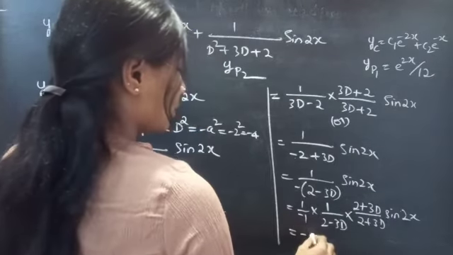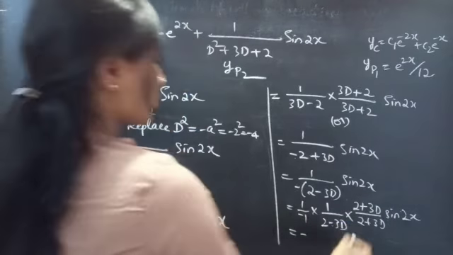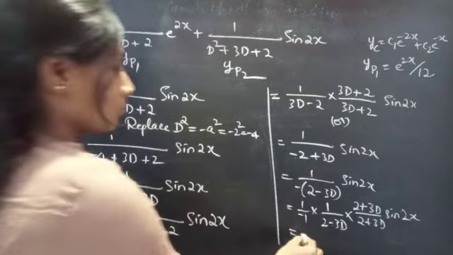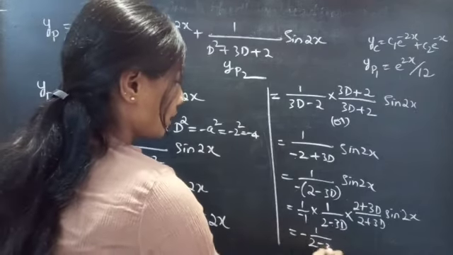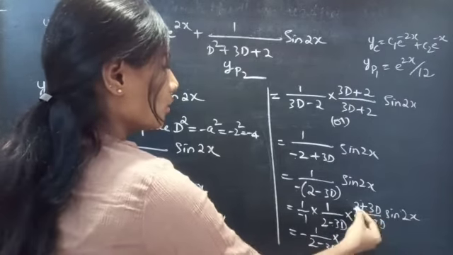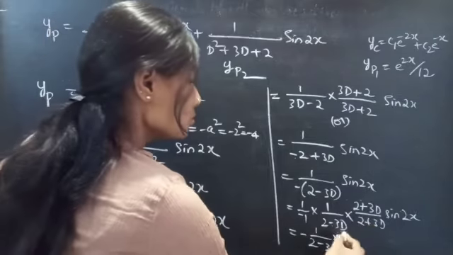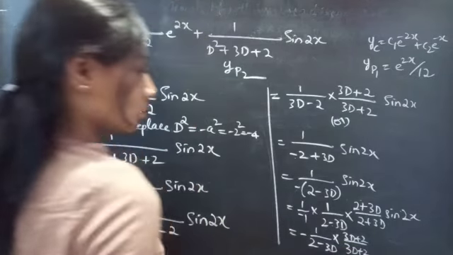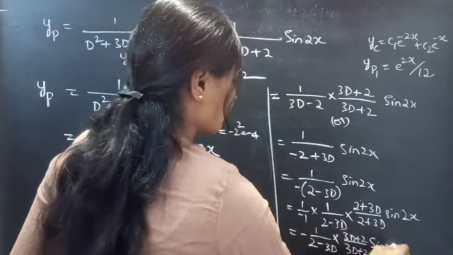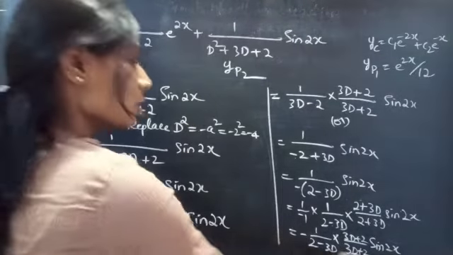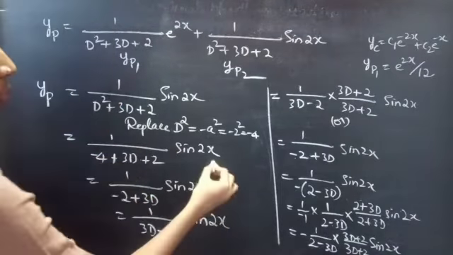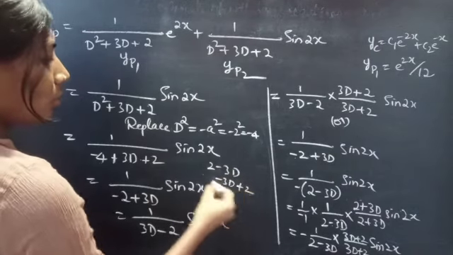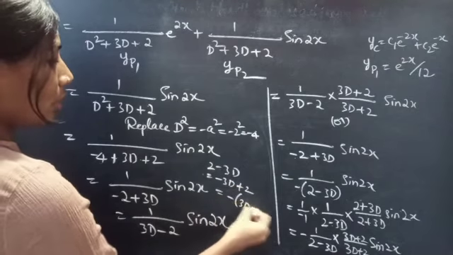Then you will get minus of 1 by 2 minus 3D, minus 1 by 2 minus 3D into, you can write a plus b as b plus a also. Then you'll get 3D plus 2, divided by 3D plus 2, right? Into sine 2x. Now, here also you can take minus common. Then what you'll get if you take minus common from 2 minus 3D? You'll get, you can just write it as, right? Now take minus common. You'll get minus of 3D minus 2, right?